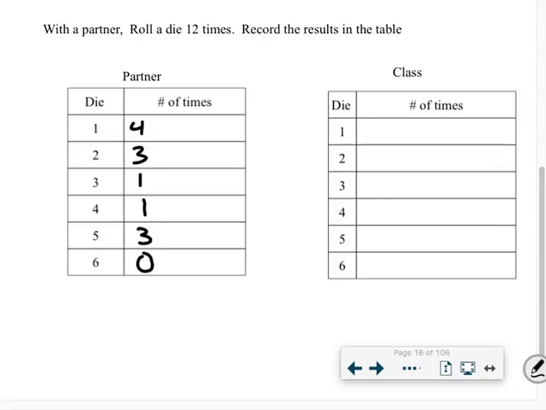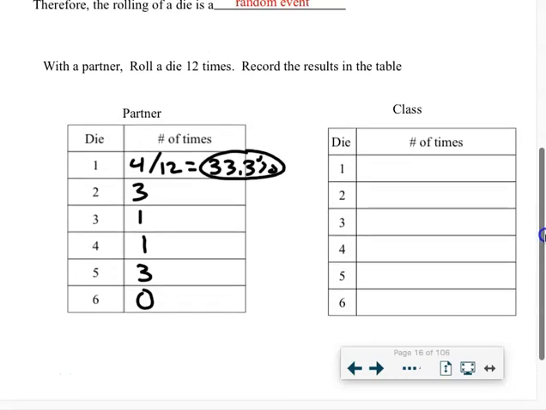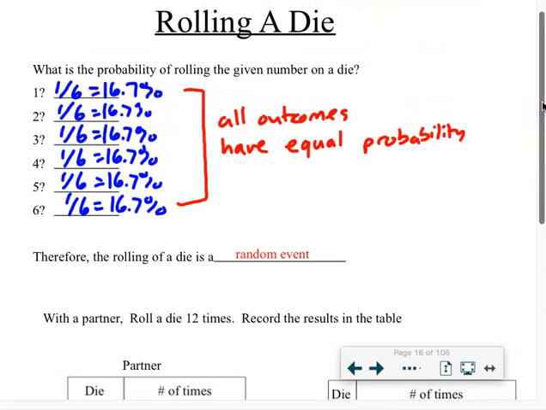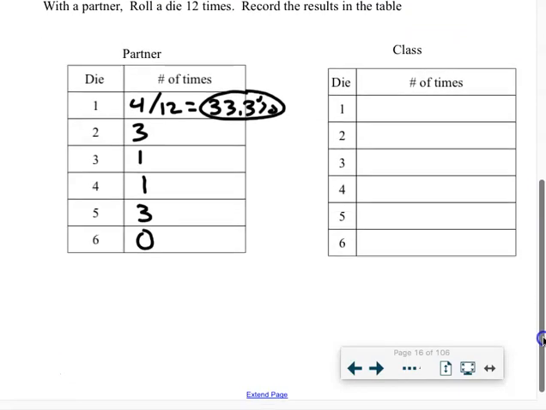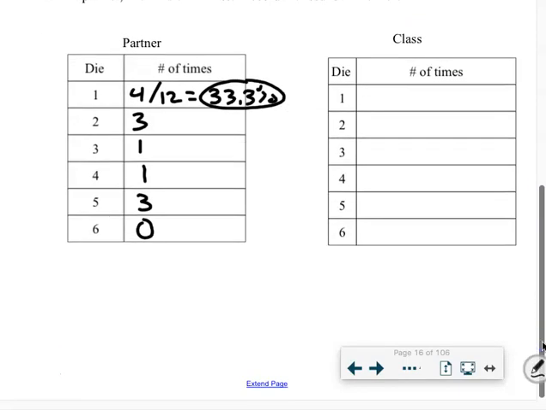So experimental probability, this was 4 out of 12, or 33.3% of the time, I got a 1. But if you look up here, I'm only supposed to get a 1 16.7% of the time. So something's not really working out here. 3 out of 12, that's 1/4. I got a 2 25% of the time when it was supposed to be 16.7%. 1 out of 12.